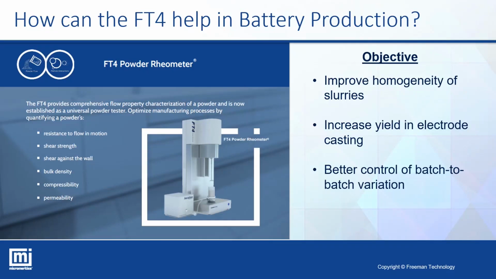Today we're going to be discussing how to use the FT4 to help improve homogeneity of slurries and to help increase yield in electrode casting. We'll also discuss how to control batch-to-batch variation and use the data from the FT4 to establish quality standards.